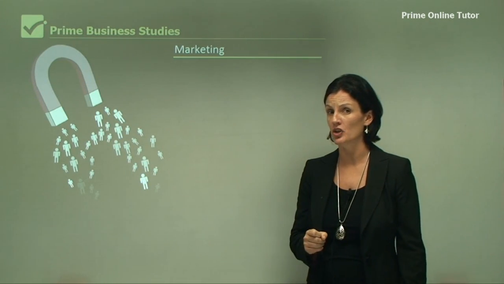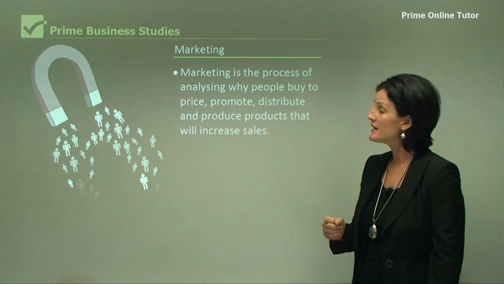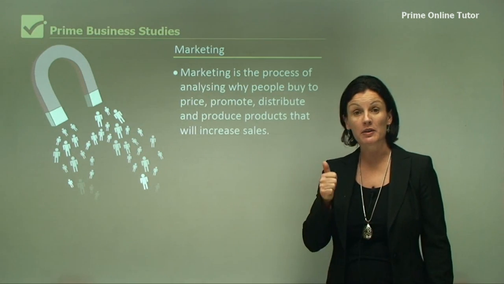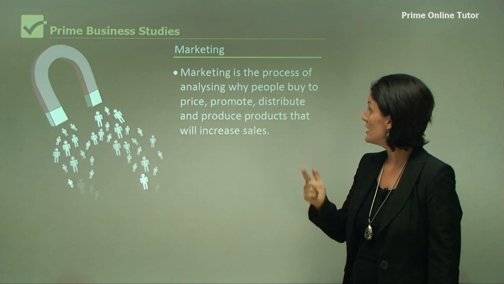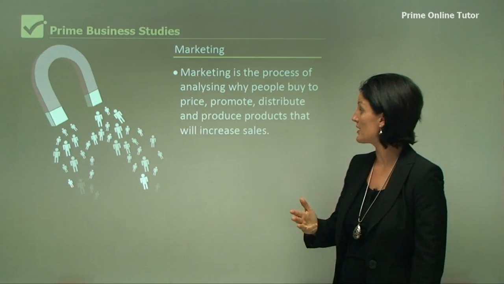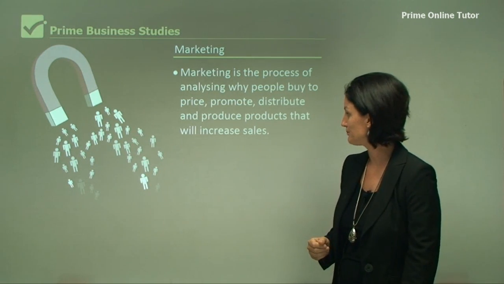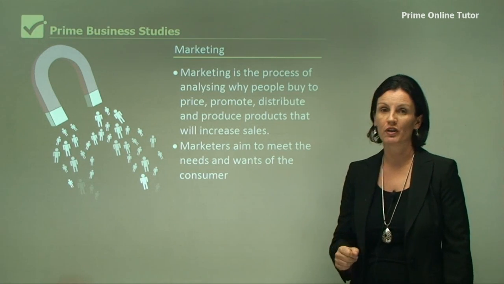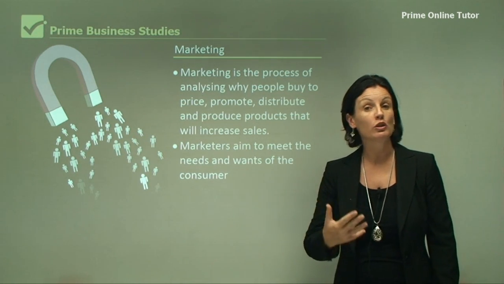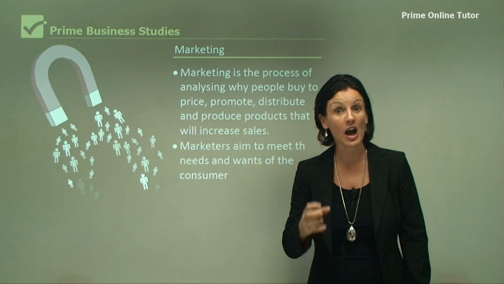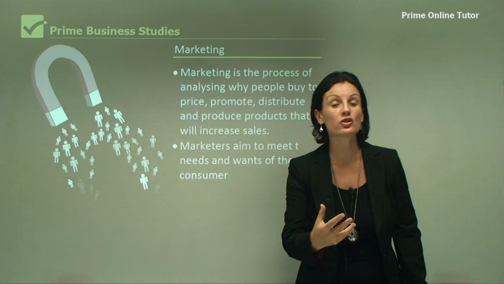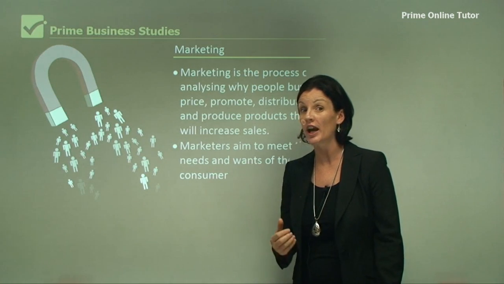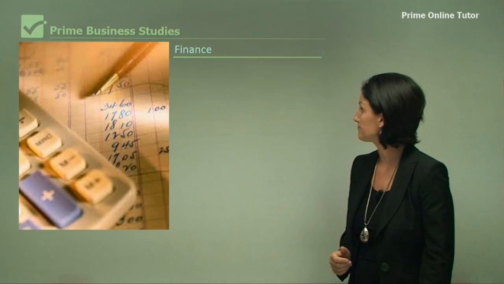Marketing is the second function. Marketing is the process of analysing why people buy so that we can price, promote, distribute, and produce products that will increase sales. Marketers aim to meet the needs and wants of the consumers. They do a lot of market research to find out what consumers want or how consumers feel about a particular product, and then they communicate that information.